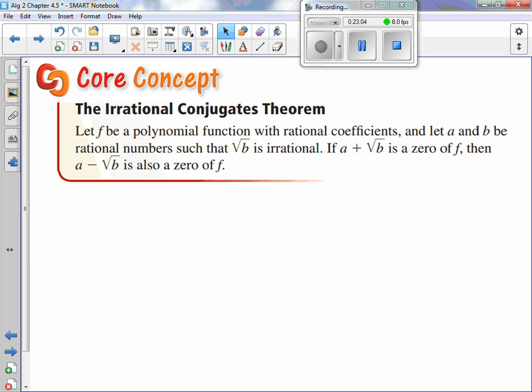We're going to move on to the next one here. And this is the last thing we're going to do in 4.5.